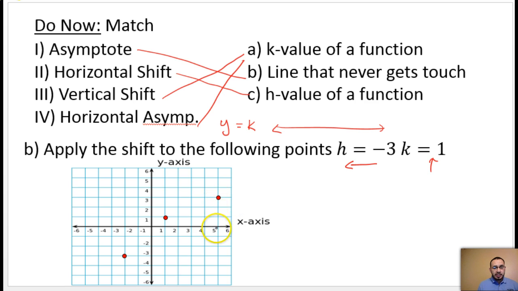The first one we have is (5, 3). If I'm going to apply my horizontal shift, I'm going to move this 3 units to the left, 1, 2, 3, and then 1 unit up. This is our new point. I'm also going to do this to this point. We have (1, 1), so I'm going to shift it 3 units to the left, 1, 2, 3, and then 1 unit up. Here we have our second point. And the final one we're going to apply is 1, 2, 3, and then 1 up. There we go. So that's how we applied our vertical shift and our horizontal shift to all of these points.